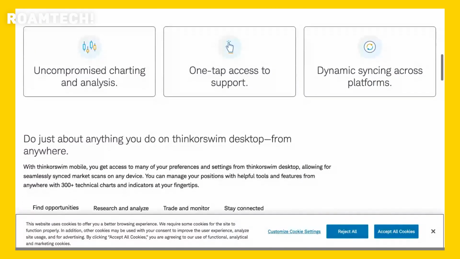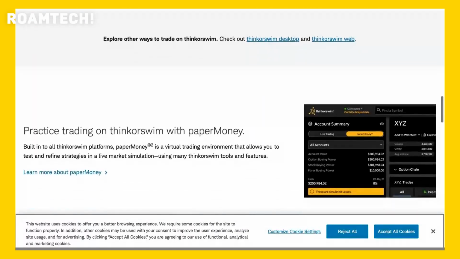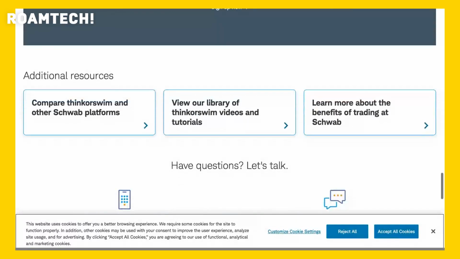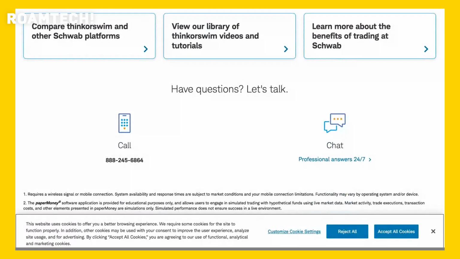I experienced no significant lag or glitches, even during periods of high market volatility. I had a quick question regarding a specific order type and their customer support responded within 24 hours via email. A standout feature for me was definitely the built-in backtesting capabilities.